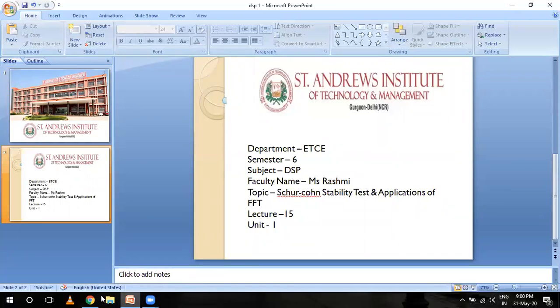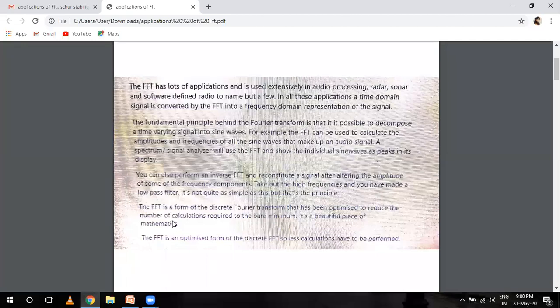So what do you mean by FFT? You have studied this topic before, and that is the fast Fourier transform. FFT has a lot of applications, and it's used extensively in audio processing, radar, sonar, and software defined radio, to name but a few.